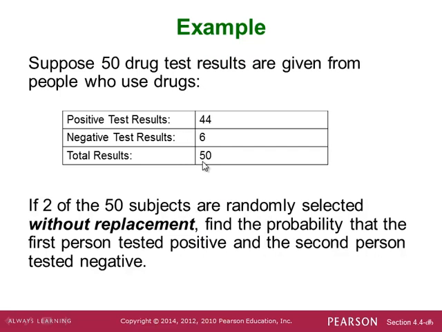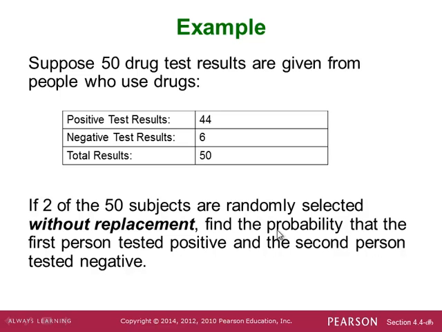Here's another example in calculating conditional probability using the multiplication rule. Now, suppose that we have a total of 50 results from doing a urinalysis drug test. And of the 50 tests, 44 came back positive, 6 came back negative. So if you were to randomly sample 2 of the 50 individuals, now sample size is 2. All right, that's 4% of the population.